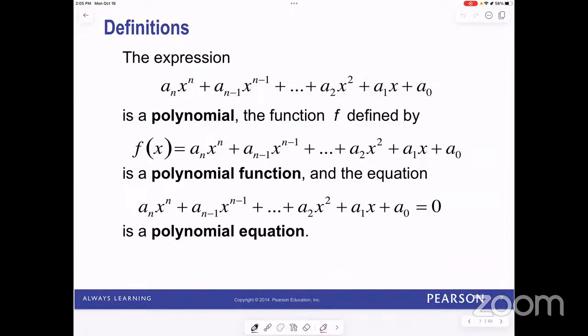And then this equation where you have the polynomial equal to 0 is called a polynomial equation.